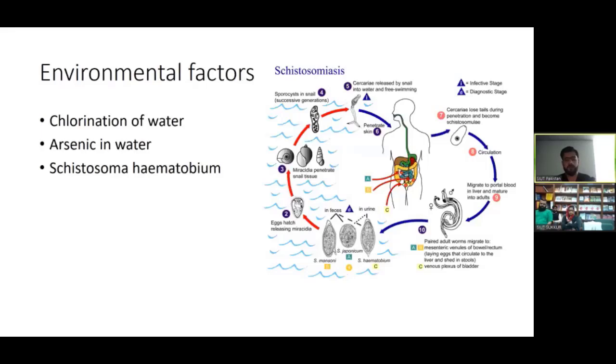Next up, we'll see the environmental factors and how these affect bladder cancer. First, chlorination of water. Chlorination is a common process by which we decontaminate drinking water. However, a byproduct of this chlorination is a compound called trihalomethane. This is greatly associated with development of bladder cancers. Similarly, arsenic in water is also a big risk factor in developing bladder cancers.